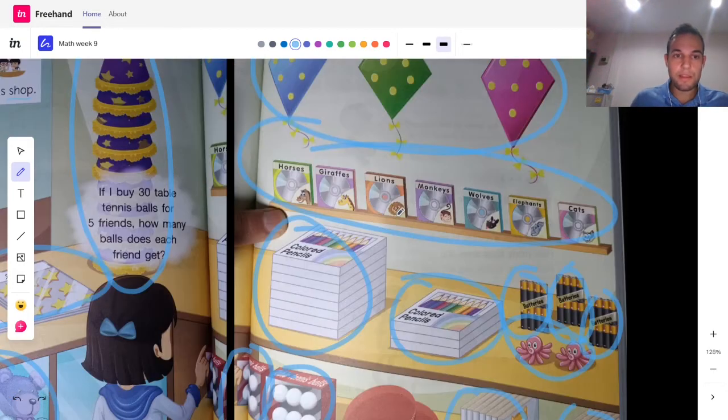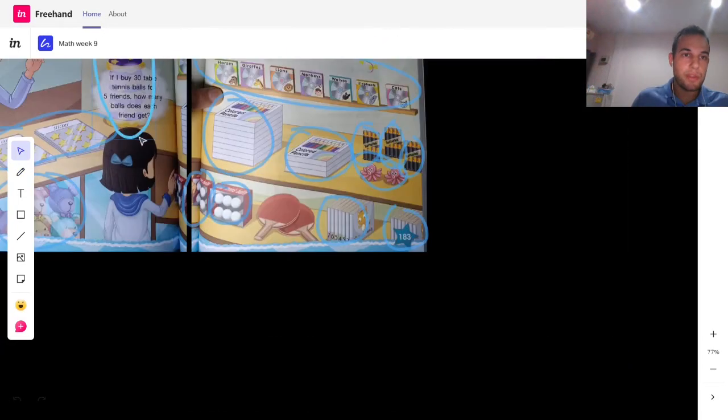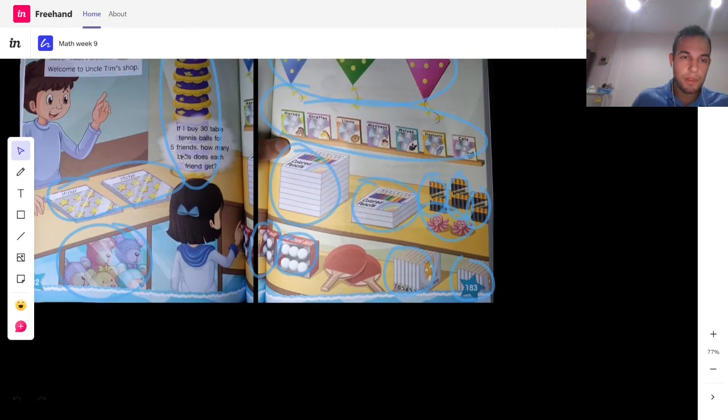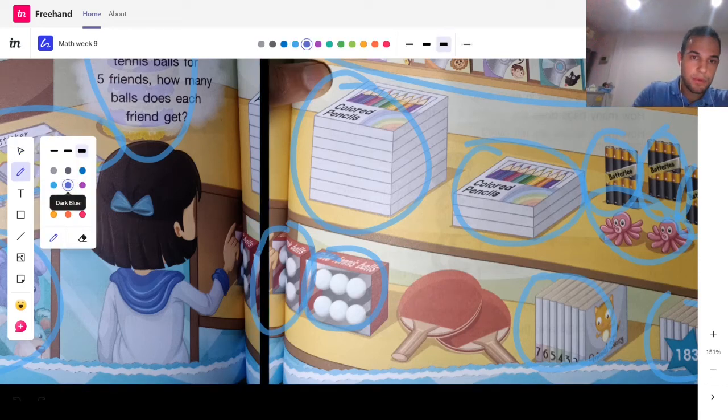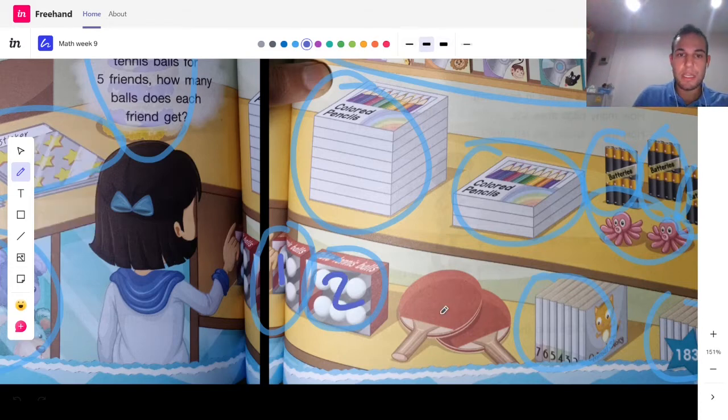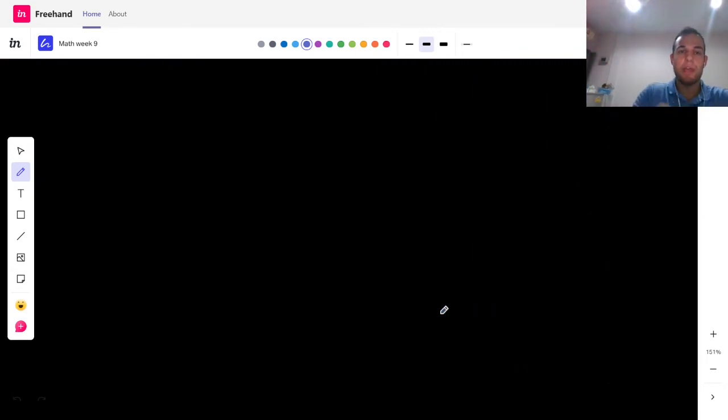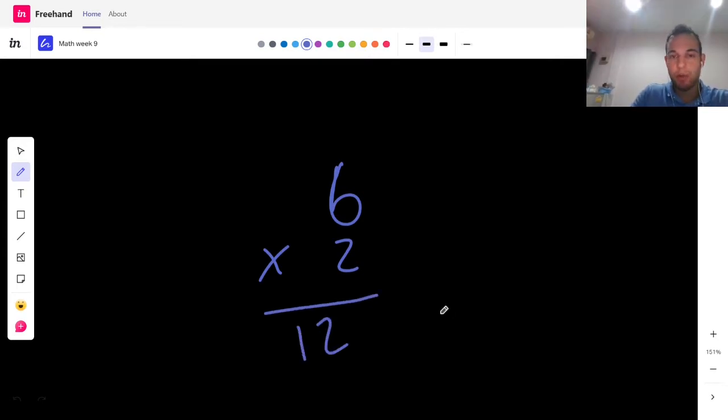Now, let's start with looking at what this little girl is picking out. The little girl is looking at table tennis balls, and there are only 2 packages of balls. 1, 2. Okay? So let's go off to the side. In each package, there's 6 balls, right? So if we are multiplying and we want to know how much we have altogether, we can do 6 times 2 equals 12. We have 12 tennis balls altogether. Okay?